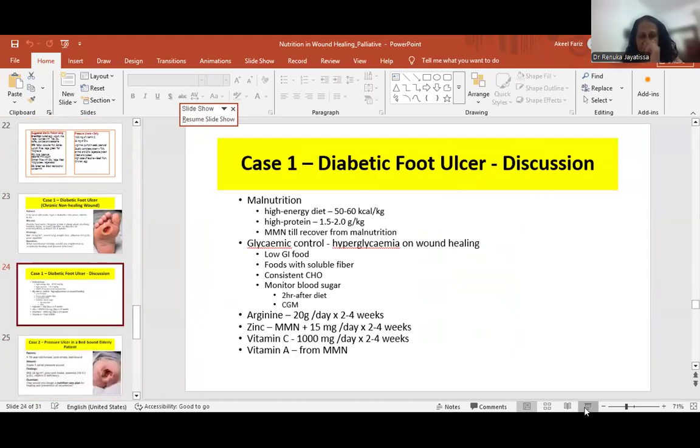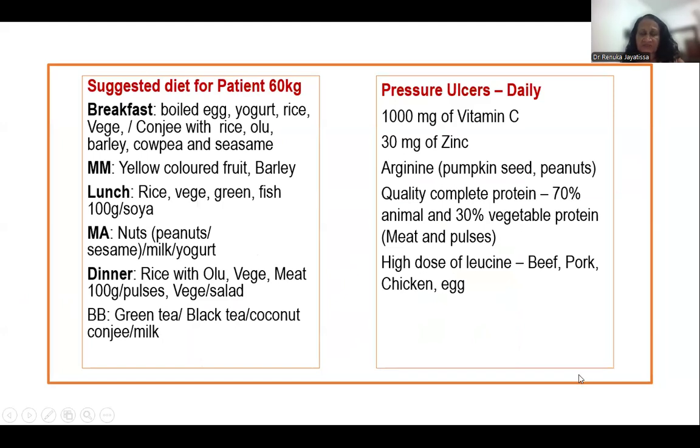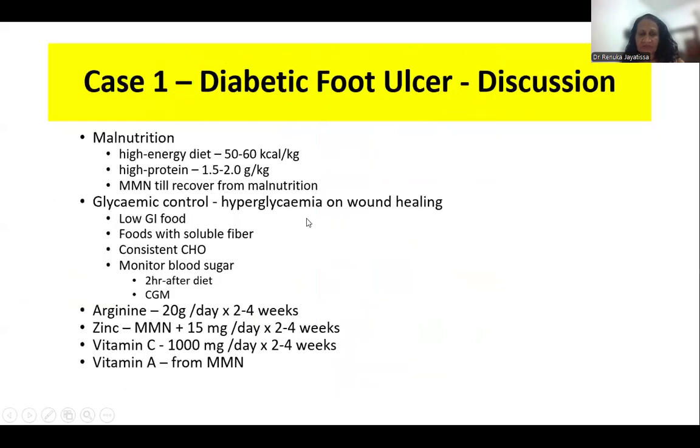So these are the discussion points. Patient is obviously having malnutrition because, though the patient's BMI is normal, the patient has lost weight. I told you that's one of the indications that we consider as malnutrition. As a result, this patient is malnourished, so needs very high energy compared to a normal patient. Usually we recommend about 50 to 60 kilocalories per kg body weight. In addition, for this chronic wound, we need to give more protein, something like 1.5 to 2 grams per kg.